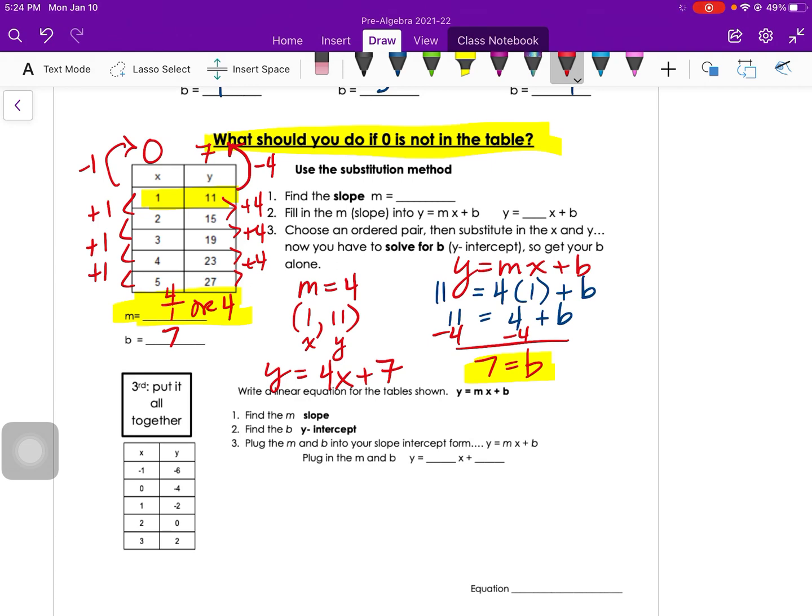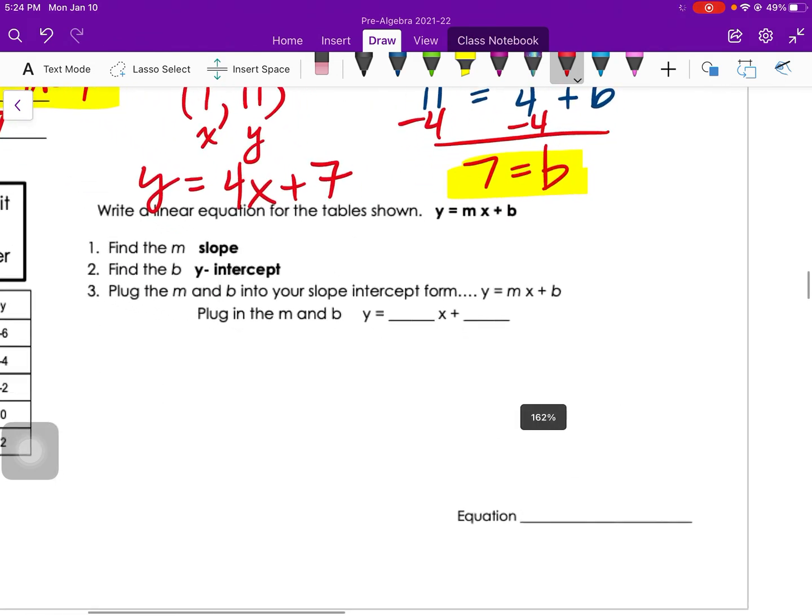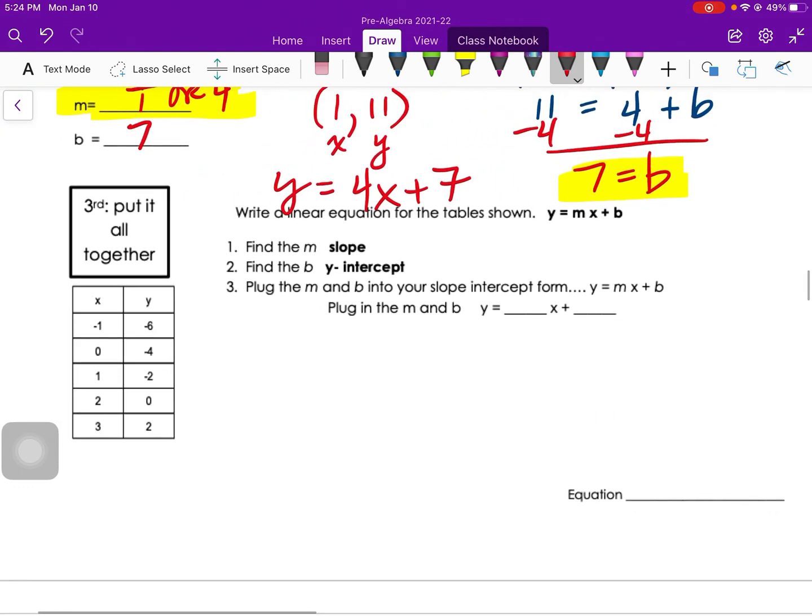Okay, again, if your y-intercept is visible in the table, like we see in this next example, you don't have to do all that work. So it just makes it a little bit simpler. So we're going to start by finding the slope first. We're going to back up to there.